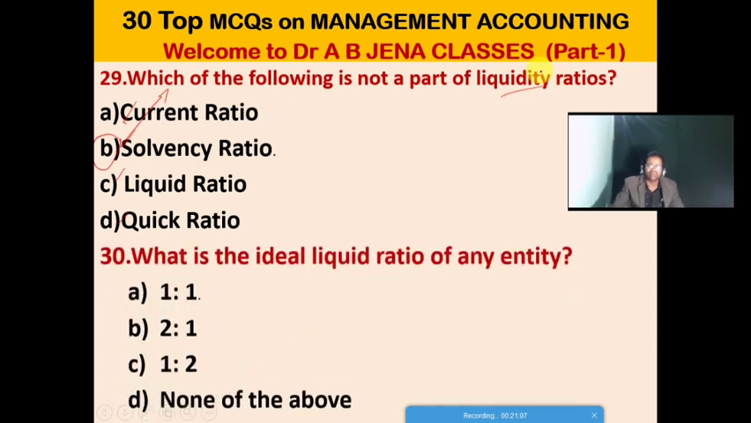Last but not the least, the vital MCQ: what is the ideal liquidity ratio of any entity, business organization or firm? A, liquid ratio 1:1. B, 2:1. C, 1:2. D, none of the above. Friends, A is the right option for this MCQ. 1:1 is the ideal liquid ratio of any entity, firm or business.